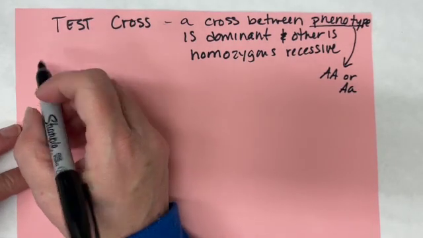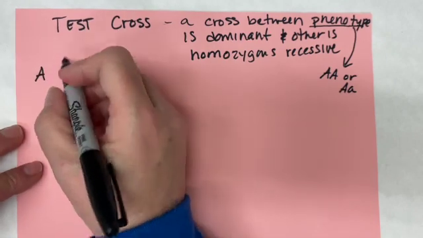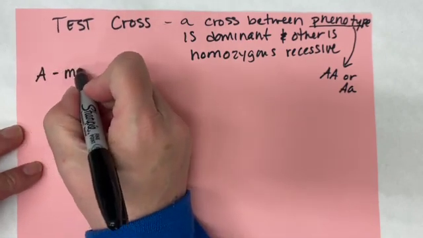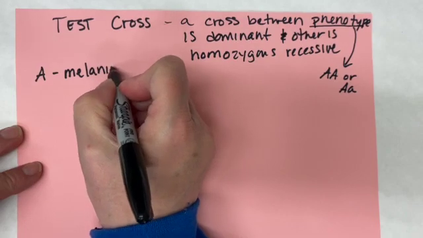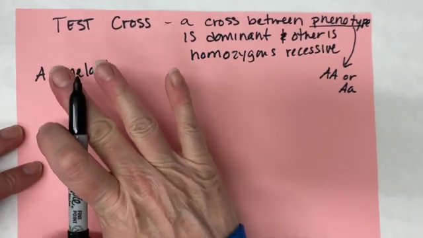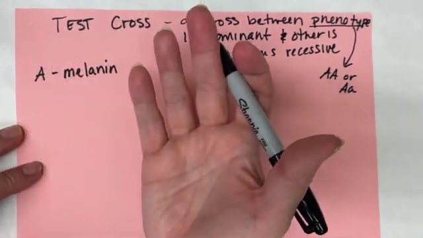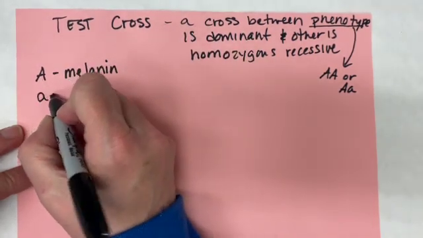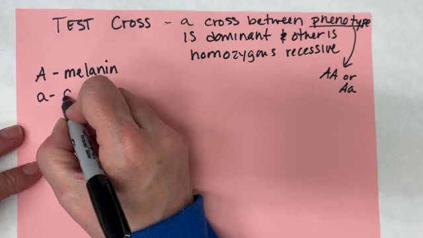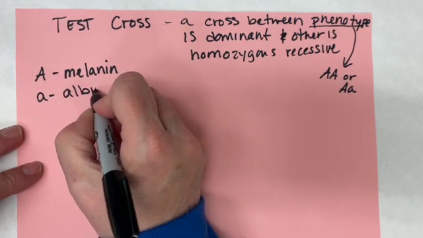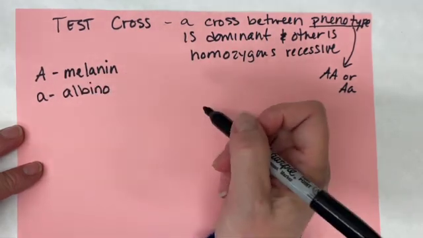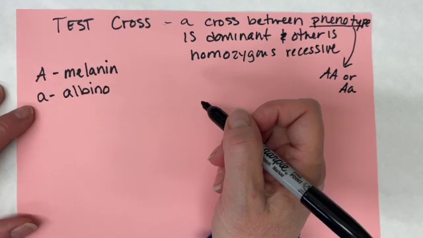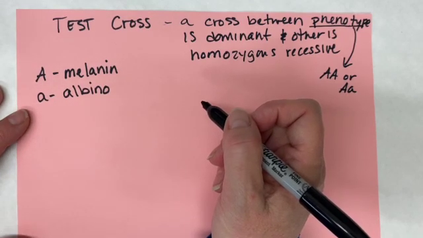Again, let's use melanin. So melanin is dominant. The ability to make melanin is dominant. And again, you can see that I have the ability to make melanin, not that much, but I make some melanin. But there are some individuals that are unable to make any melanin at all, and those individuals are albino. This is a recessive trait, so we're assigning a recessive allele.